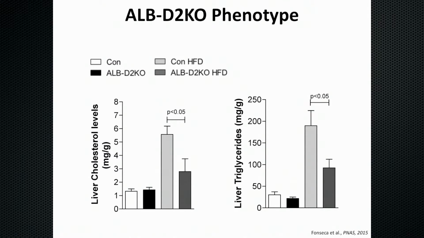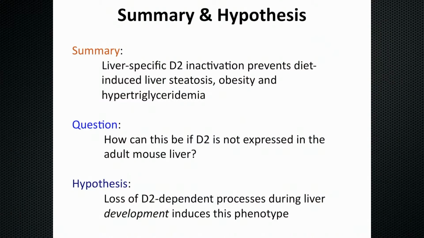You can actually measure the lipid levels within the liver tissue itself, and you see that cholesterol levels within the liver increase dramatically in the control animals, but to a lesser degree in the albumin D2 knockout animals. And the liver triglycerides show a similar story, a greatly increased induction on the high-fat diet in the controls, and to a lesser degree in the albumin D2 knockouts. So a brief summary of what we've shown so far from the phenotype of these animals is that liver-specific D2 inactivation prevents diet-induced liver steatosis, obesity, and hypertriglyceridemia.